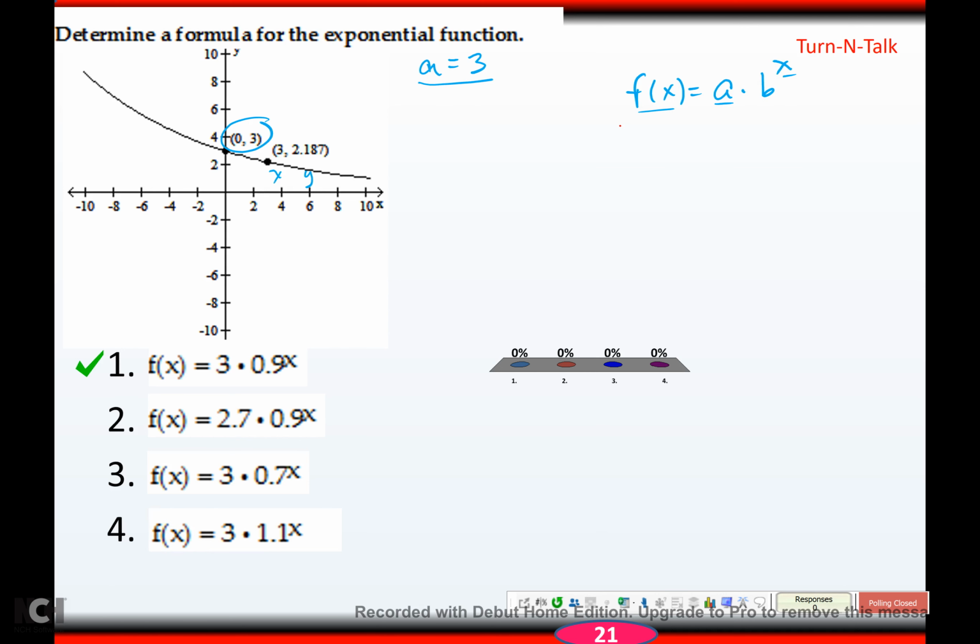So I'm going to change my f of x to 2.187 equals 3 times b to the third. Then I'm going to isolate b and cube root it. So I'm going to divide by 3 first, and that gives me b cubed equals 2.187 divided by 3, which is 0.729.